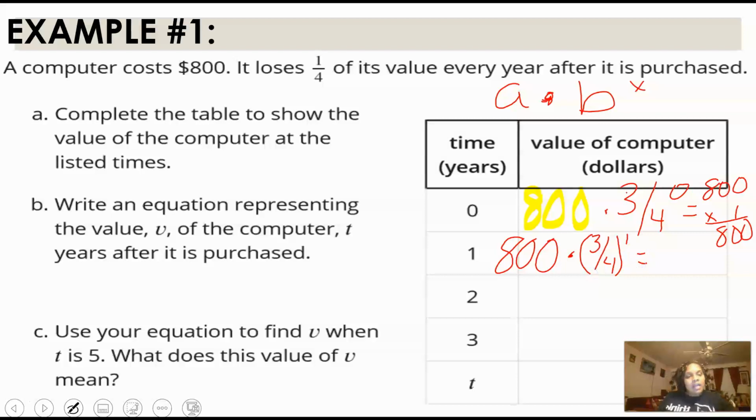So 800 times 3/4 is actually, put it in the calculator if you're unsure. 3/4 in decimal form is 0.75. So 800 times 0.75 should give you 600. Okay, so here your answer should be 600.